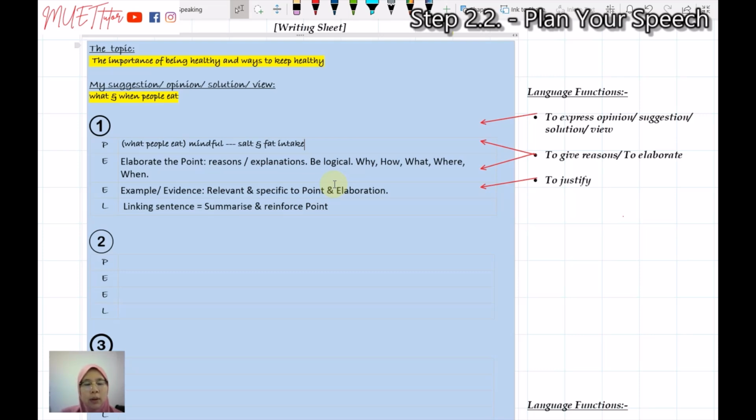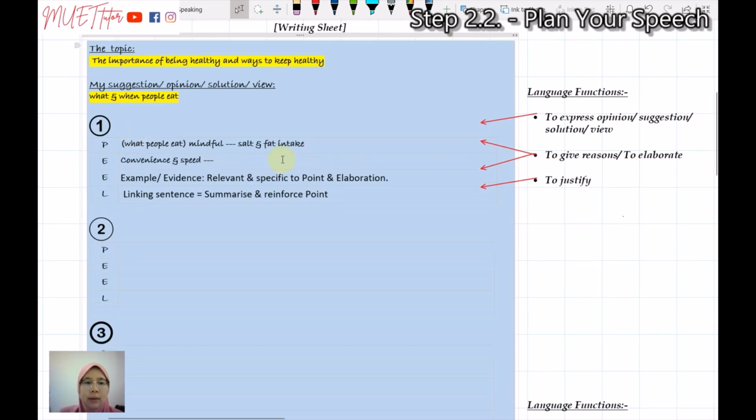For example, why are there foods high in salt and fat? Because it's for convenience and speed. And then you can ask why foods are processed in salt and fat.